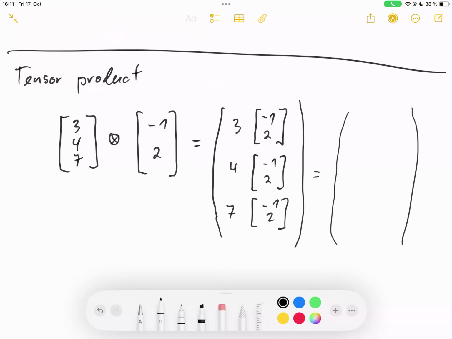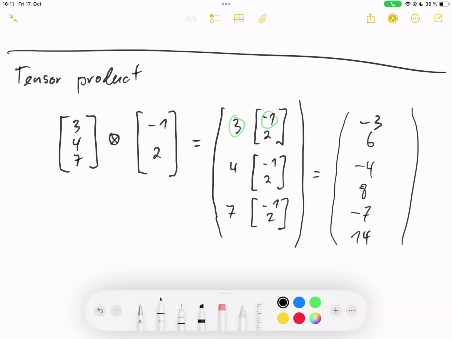Anyone wants to tell me the first entry of the result? Because the result is a vector. So if you have a suggestion for the first entry, it's correct. It's 3 times -1, so it's -3. What would be the next entry? 3 times 2 is 6. Next entry, -4, and then 8, -7, and 14.